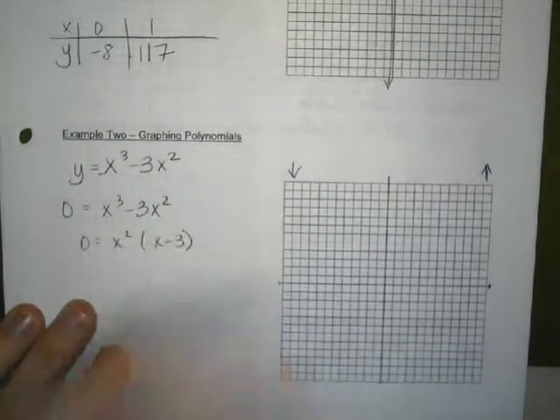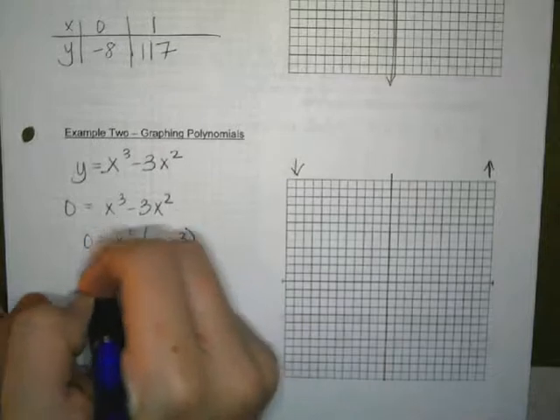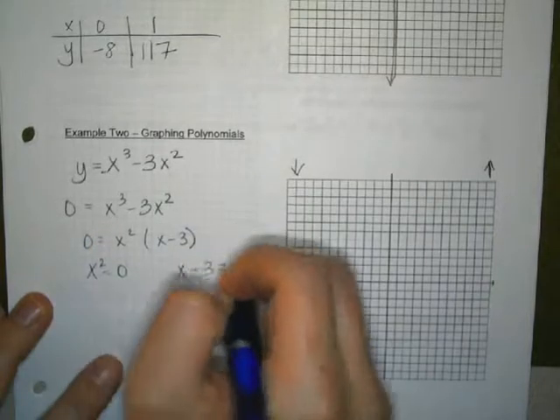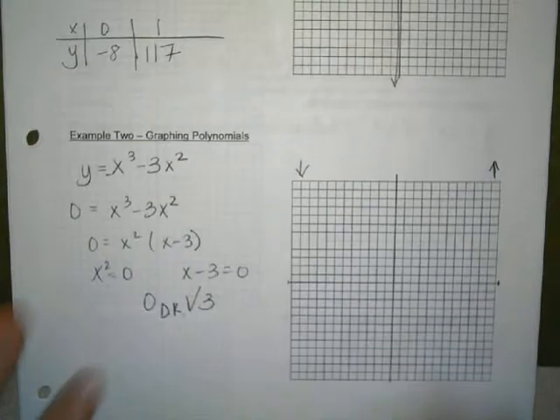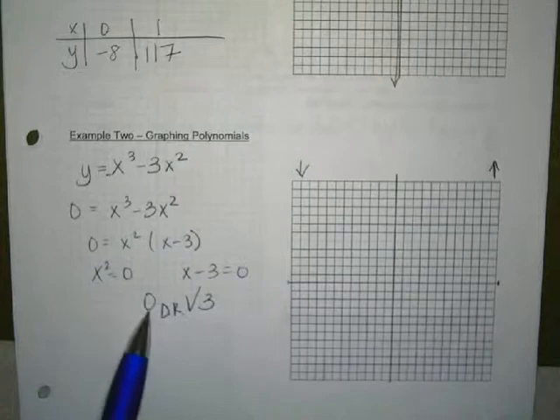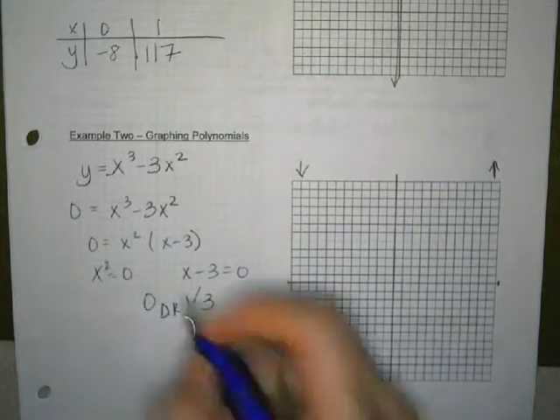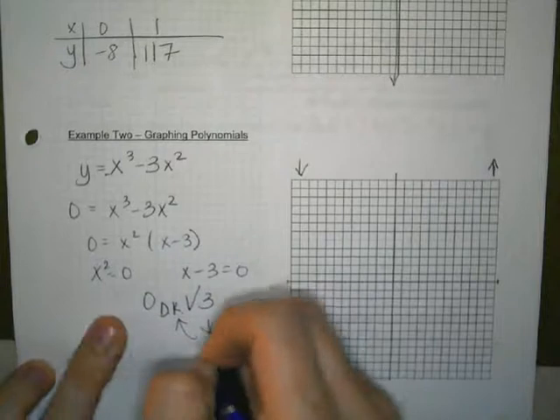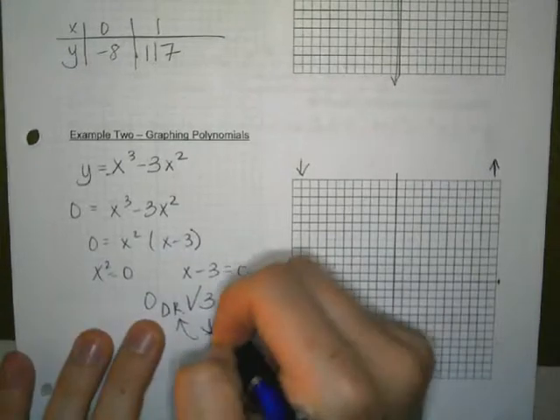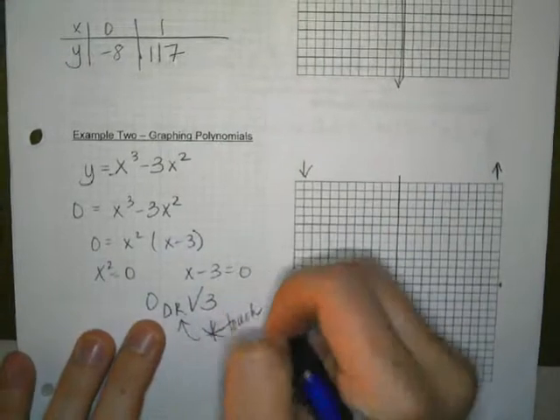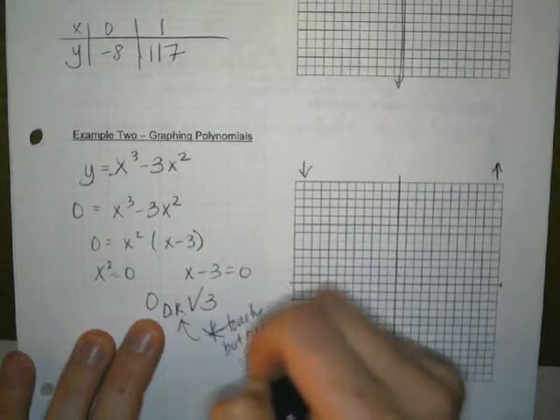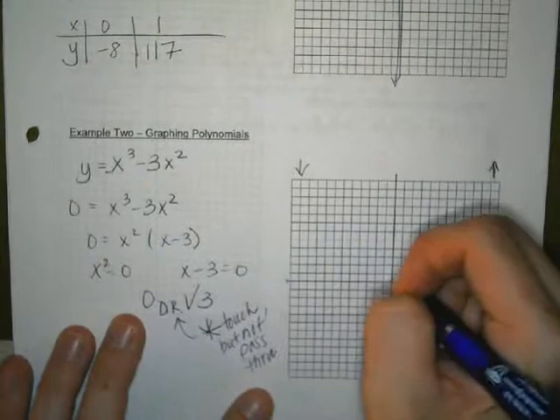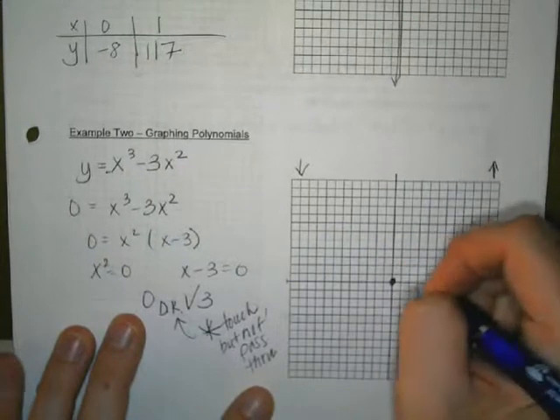Okay. Now, when I set these equal to 0, I get 3 as an answer, and I get 0 as a double root. Now, in quadratics, when we got double roots, we knew that that meant that this is a vertex. This is going to act the same way. When you have double roots, and maybe you want to star this or circle it, that means my graph is going to touch but not pass through. So I have an x-intercept at 0, and I have an x-intercept at 3.